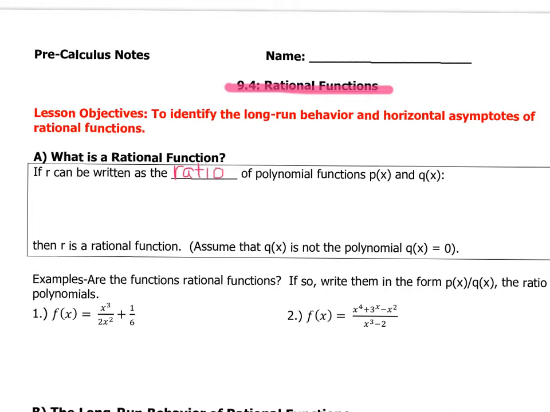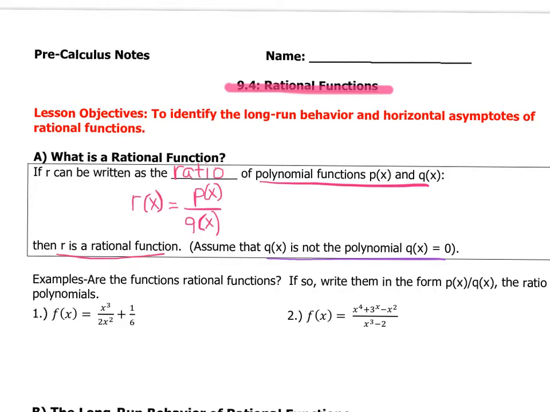Now, the way that rational functions relate to polynomial functions is that a rational function is really just the ratio of two polynomial functions. So let's say that we have function r of x, and we have two polynomial functions p and q. So if r of x is the ratio of p of x over q of x, then r is a rational function. And we are going to assume that the denominator q of x is not equal to 0. That's the one stipulation we need to make.